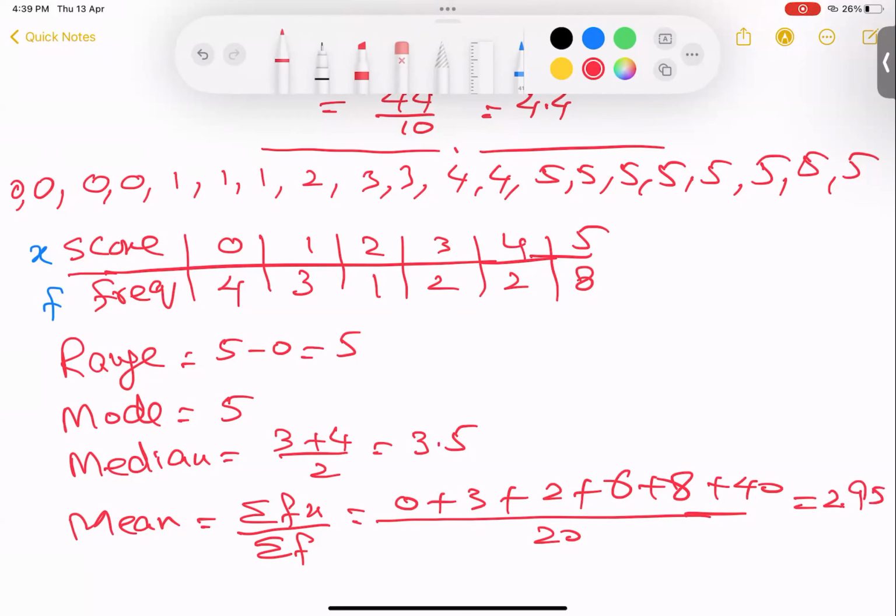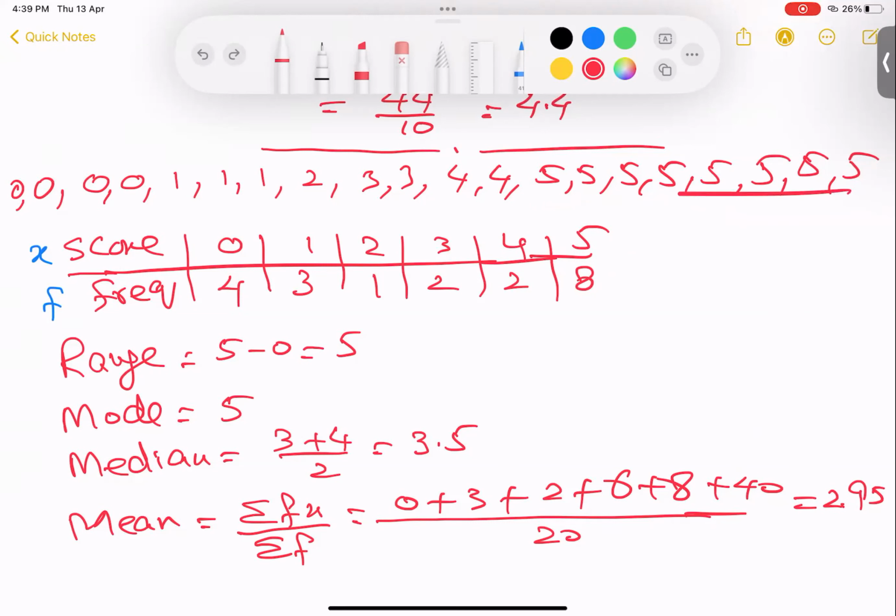But I'll tell you one more thing. Look here, students. 1 is coming 3 times. If you add 1, 1, 1, how much answer comes? 3. And what answer is coming here? 3. Same thing. If you add 4 plus 4, it gives you 8. Look what I'm doing, 4 into 2, same thing. If I add 5 plus 5 plus 5 plus 5 plus 5, I got 40. Like 5 plus 5, 10, 20, 30, 40. But why waste time? 5 eights is 40.